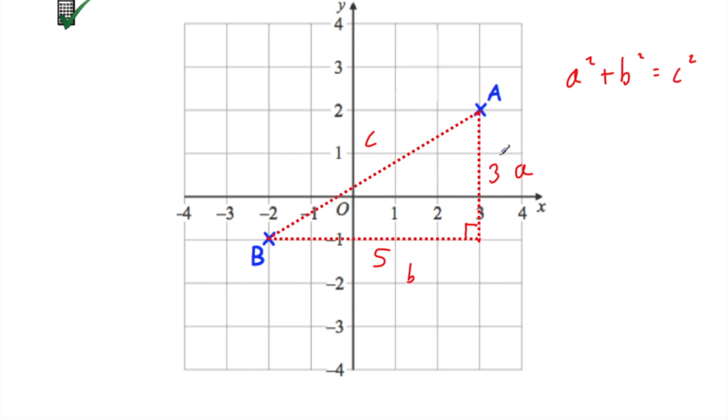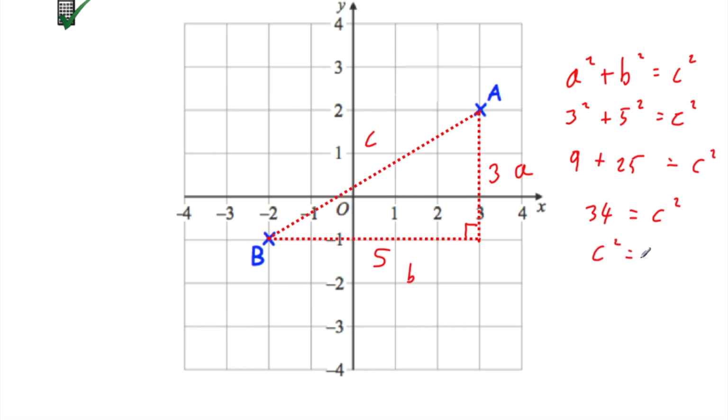So let's substitute the values for a and b into Pythagoras' theorem. Instead of a squared, we've got 3 squared, plus, and instead of b squared, we've got 5 squared, and that equals c squared. So 3 squared, 3 times 3, is equal to 9. This is a calculator question. You could just type into your calculator 3 squared plus 5 squared and press equals, but I'm just going to work them out individually. 3 squared is 9 and 5 squared is 25, and that equals c squared. If we add these 2 together, 9 plus 25 is equal to 34. So 34 equals c squared.